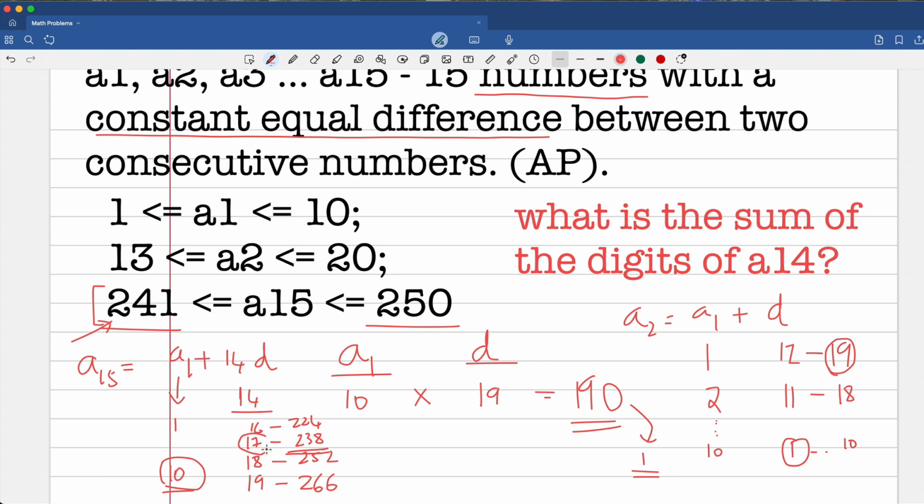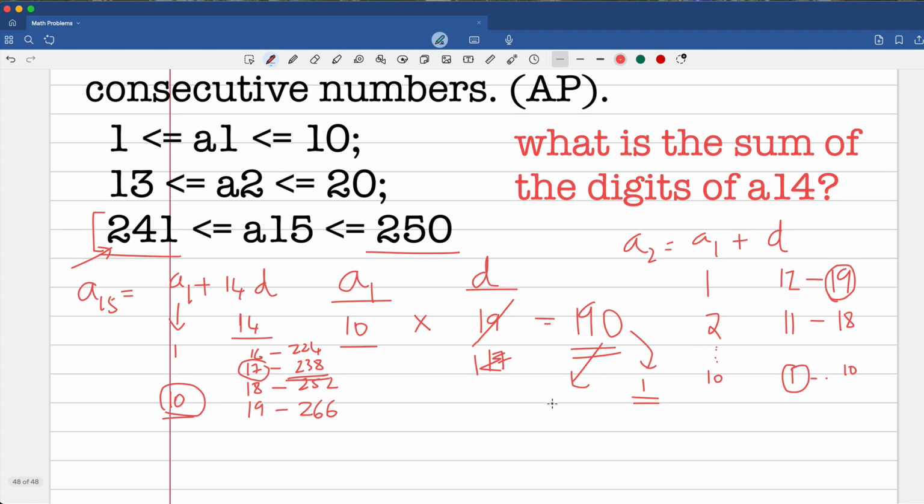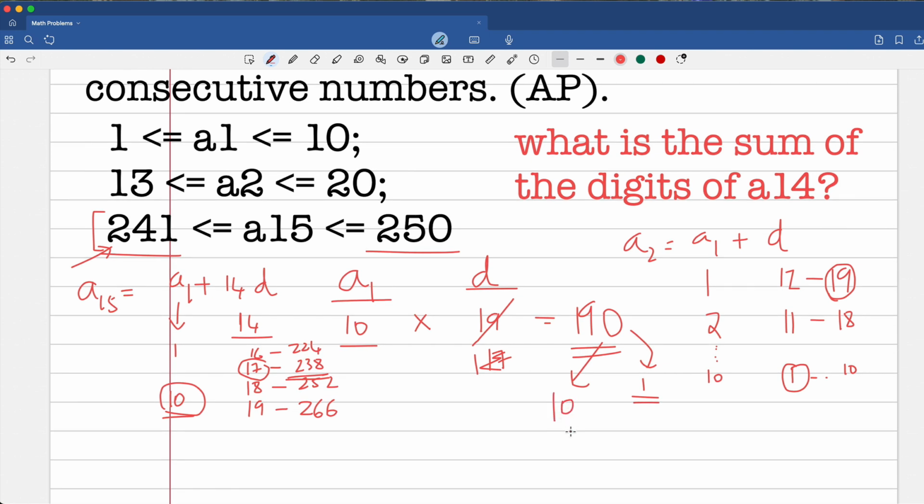And therefore, you can narrow down and say that the only possible value for D has to be 17. So which means 10 possible ways for getting A1 and 1 possible way for getting D, which means you've narrowed down the answer from 190 to just about 10 possible answers. Okay, so we know D is 17, and we know A1 can be anywhere from 1 to 10, and A2 can be anywhere from 13 to 20.